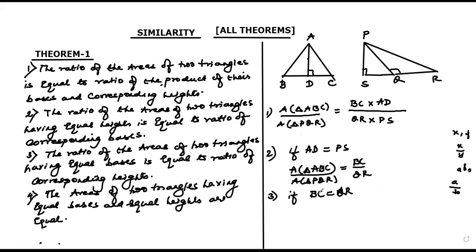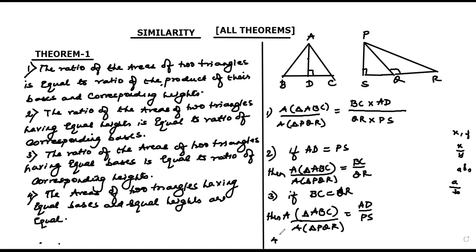They get cancelled. So what are we left with? The area of triangle ABC upon the area of triangle PQR. What happens? The bases have got cancelled. Which are the bases with us? BC and QR get cancelled. So what are we left with? AD upon PS. So remember, the ratio of the areas of two triangles having equal bases is equal to the ratio of the corresponding heights.